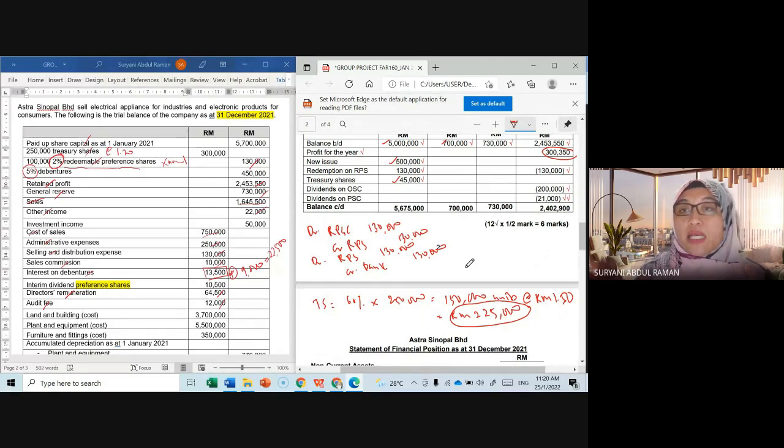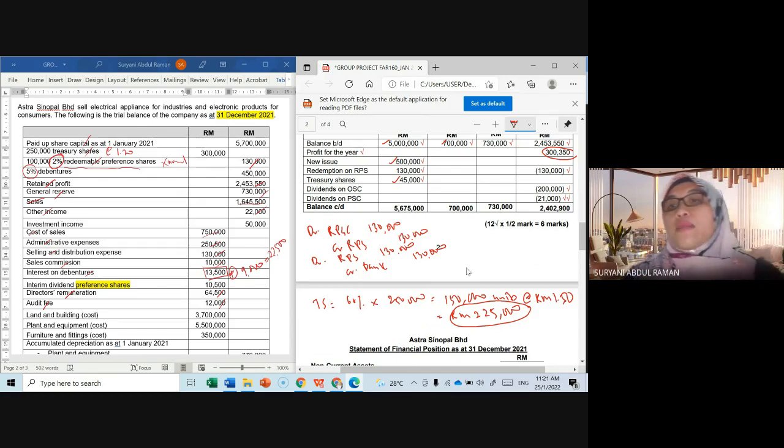You kena pastikan kena ganti balik. Bila you dah redeem, you kena ganti balik. Sama juga macam if you buy back your share, you dah reduce your capital, you kena ganti balik. So in order for you to ganti, to replace, ada 3 kaedah. Is either you sell your share, take it from your retained profit, or you can combine both.